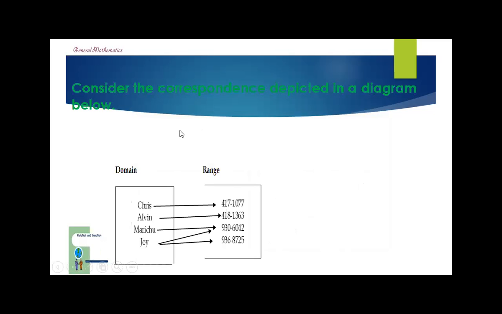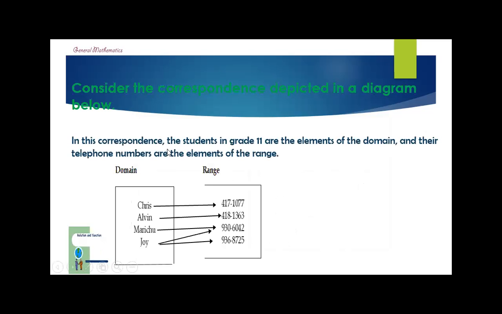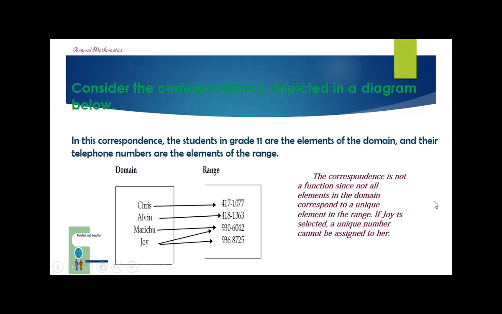Okay, so consider the correspondence depicted in the diagram below. In this correspondence, the students in grade 11 are the elements in the domain, and their telephone numbers are the elements of the range. So is it a function or relation? It is a relation because not all elements in the domain correspond to a unique element in the range. If Joy is selected, a unique number cannot be assigned to her because she has 2 telephone numbers.